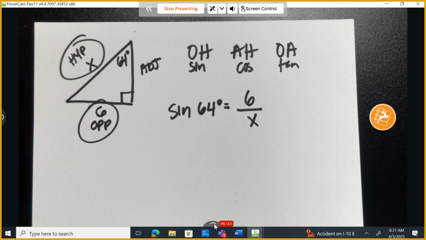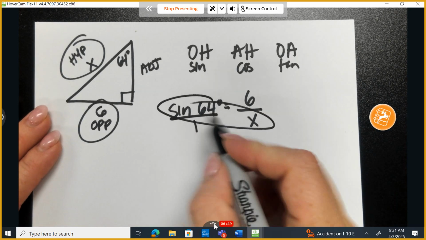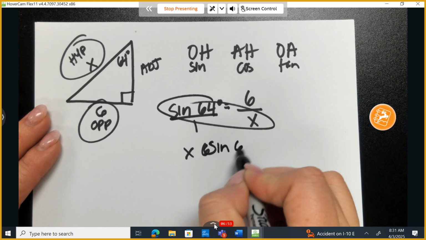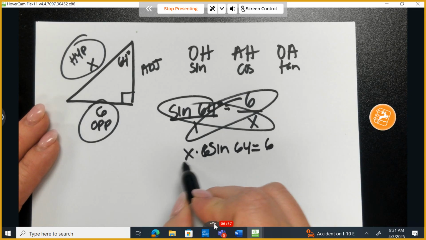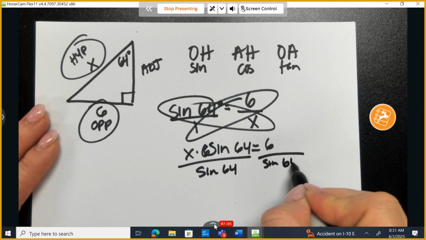So how many of you choose to do the cross multiplying right away? Just hands up if you're in my classroom, okay? I'm going to do that right now. You don't have to do it this way. I'm going to go, okay, x times the sine of 64 degrees equals 1 times 6, which is 6. Now to isolate this x, opposite of multiplying is going to be dividing. Divide by the sine of 64.